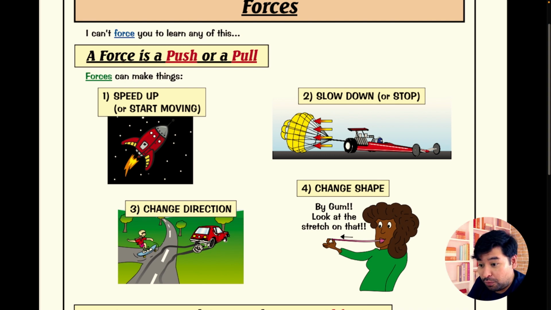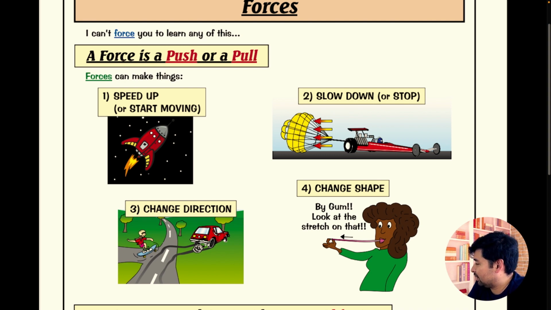So this idea of force, when we talk about force, means force can push things or pull things, in space, right? Make it move ahead or make it move back. Speed up, make it faster. Start moving, make it have motion, right? Movement. So that's number one. What else can force do? It can slow down or stop, for sure.